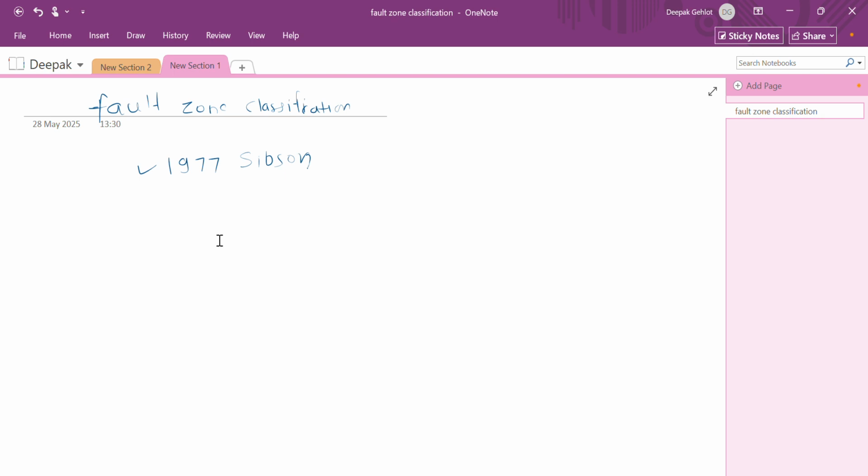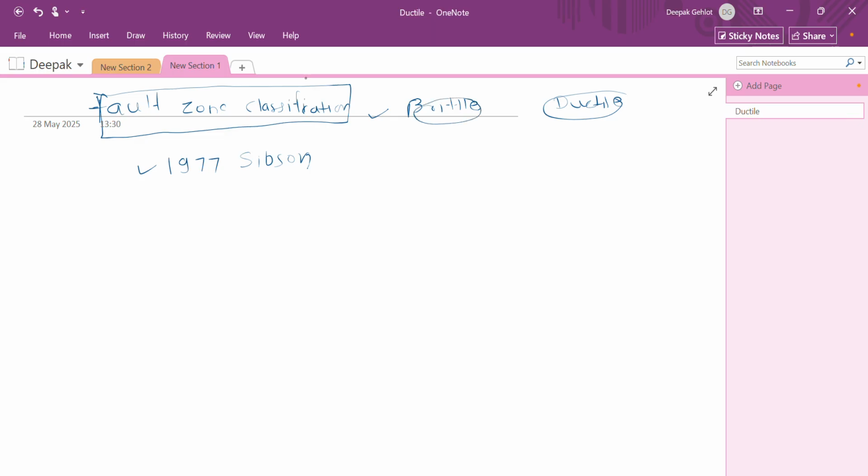So now we are going to study the fault zone classifications. When we study faults, we talk about brittle rocks, or the brittle fault zone, and the ductile fault zone. In these two zones, different kinds of fault characteristics appear. In brittle, we generally talk about breccias and fault gouge. In ductile, we talk about mylonites, ultramylonites and blastomylonites.